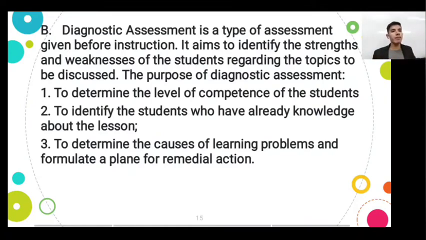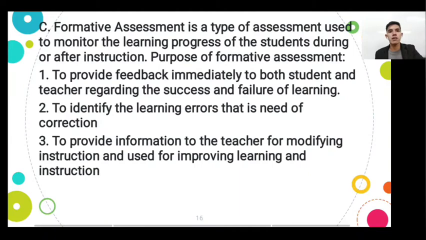Hindi ka pwedeng mag-remedial agad nang hindi mo din alam kung alin yung problem na aayusin mo. Okay? So, that is the purpose of diagnostic assessment. So, we have formative assessment. Ano nga ulit? Pag sinabi kong formative assessment, this is also about assessment for learning. So, this is a type of assessment used to monitor the learning progress of the students during or after instruction.